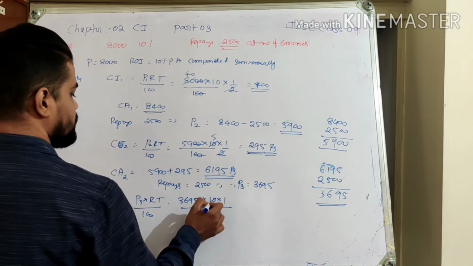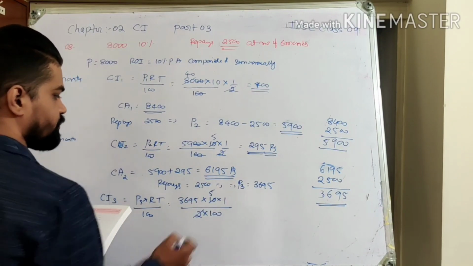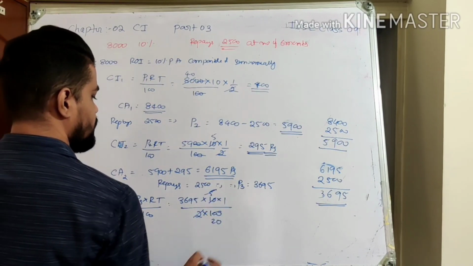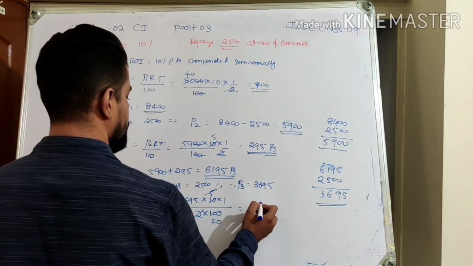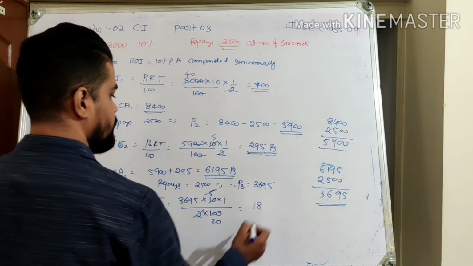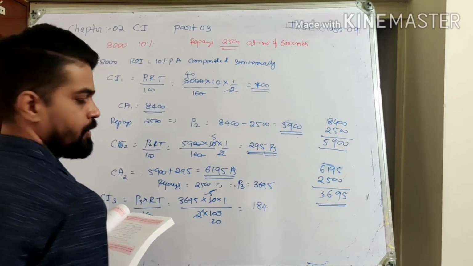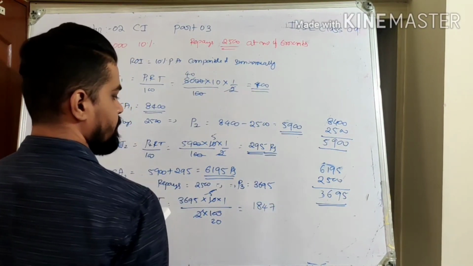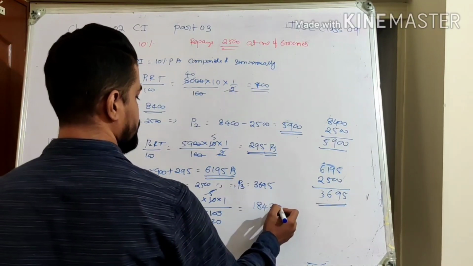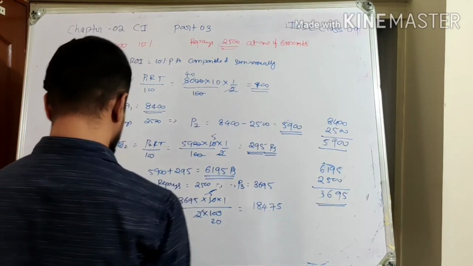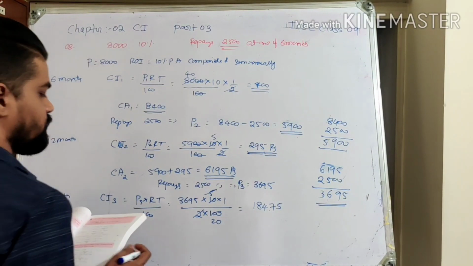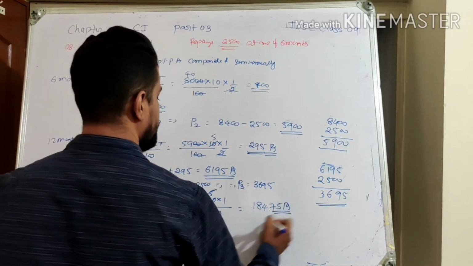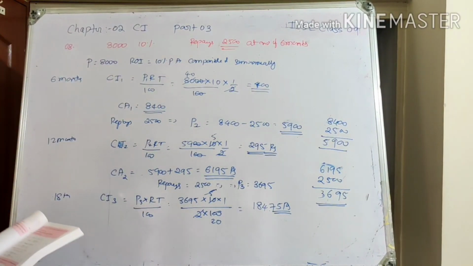So this will be cancelled. 5 ones are, 5 20s are. So we should divide by 2 and put a decimal. That's it. So 2 18s are 36. 3 4s are 8. 2 7s are, and 2 5s. So it's 184.75. Yes, 184.75 rupees. That will be the interest we are going to pay.